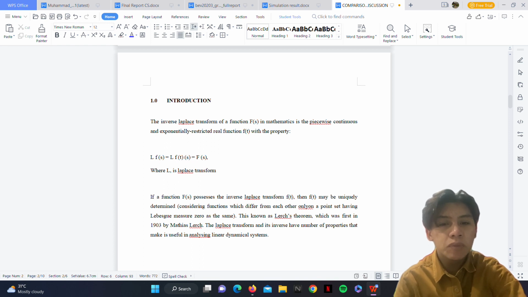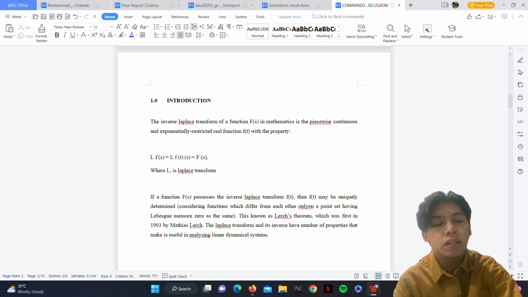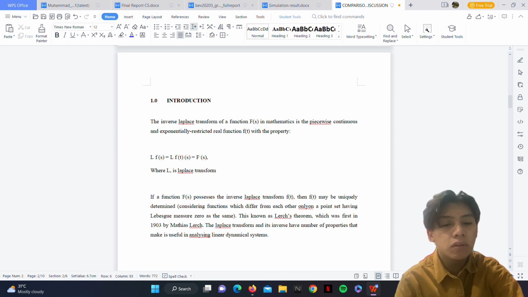We are from group 6 and today we are going to present about transform circuit question 2 for our project assignment. Okay, for the introduction, the inverse Laplace transform of a function F(s) in mathematics is the piecewise continuous and exponentially restricted real function with the property L{f}(s) = F(s), where L is the Laplace transform.